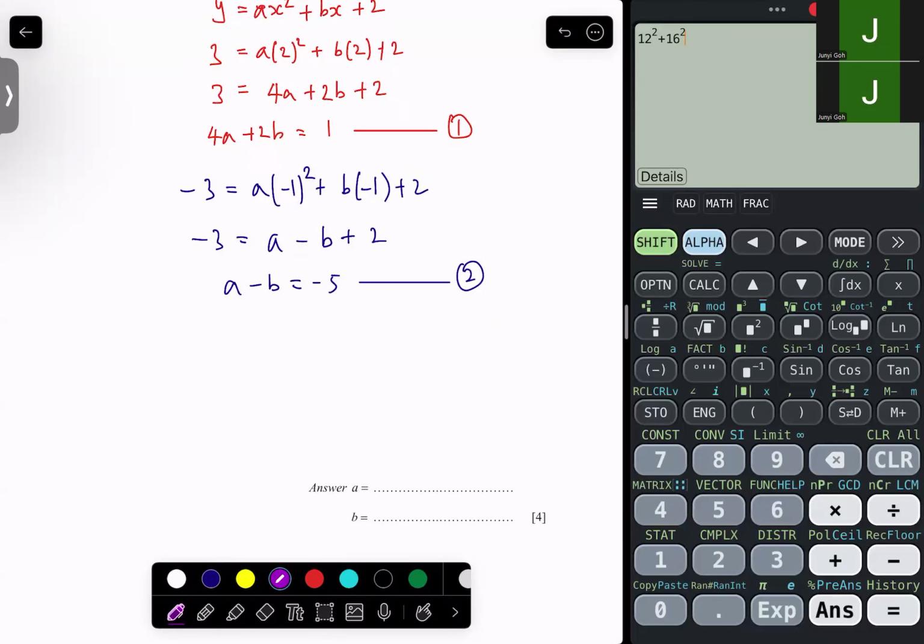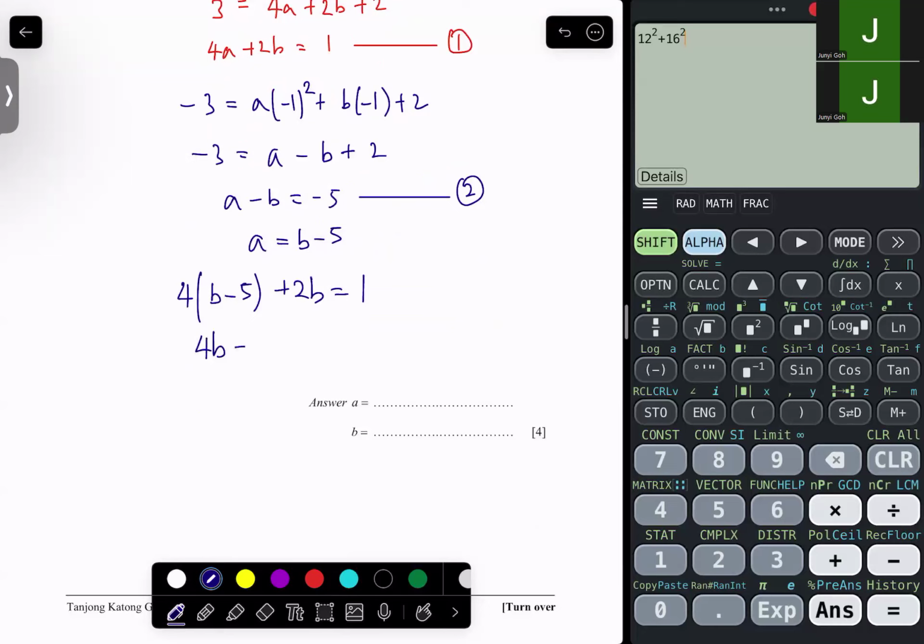Maybe you want to do substitution, right? a equals b minus 5. So 4(b minus 5) plus 2b equals 1. 4b minus 20 plus 2b equals 1. 6b equals 21. b equals 3.5.